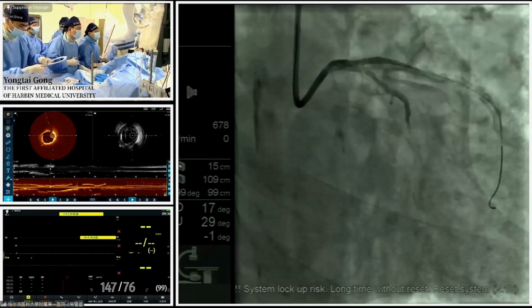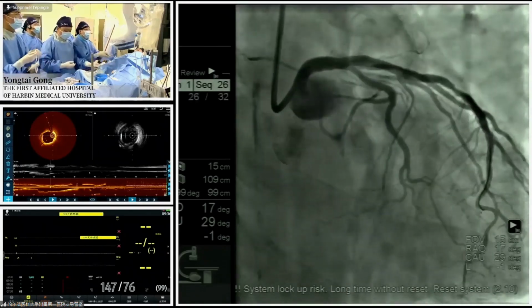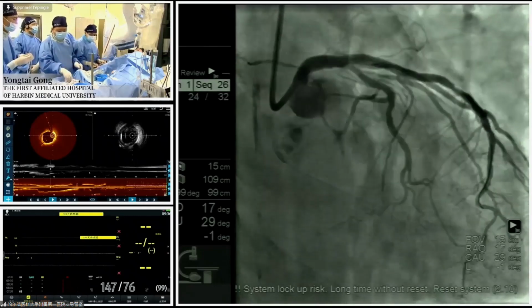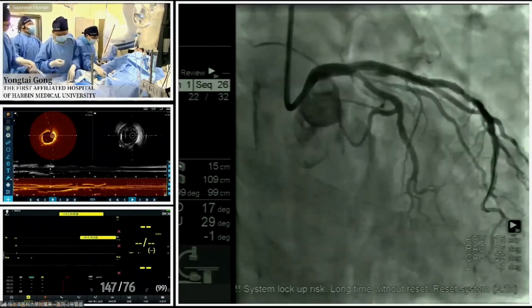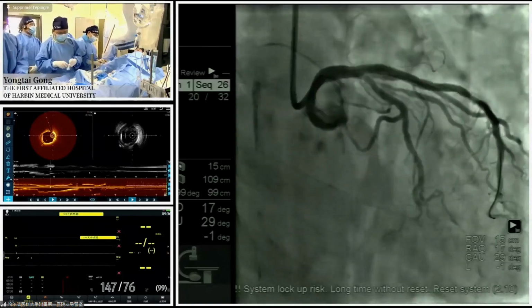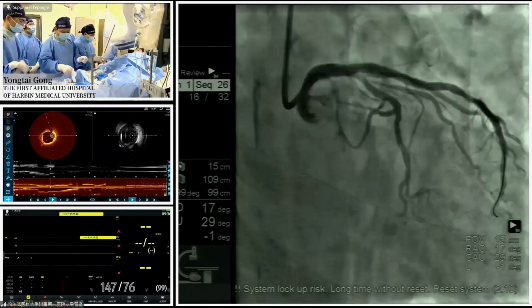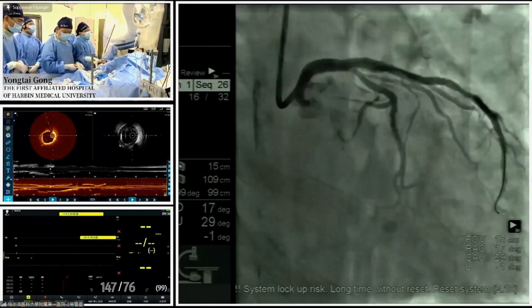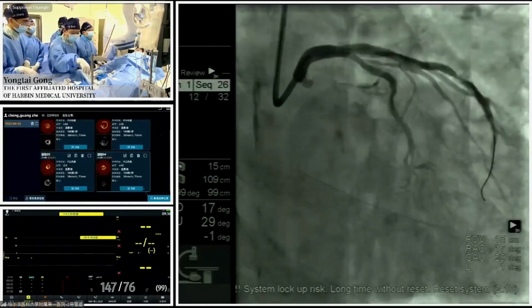So I think the second stent was also well expanded, right, Dr. Gong? Yeah. Next step, we'll recheck the intravascular imaging to evaluate the stent expansion and look at whether there is malposition. All right, let's see the imaging test.